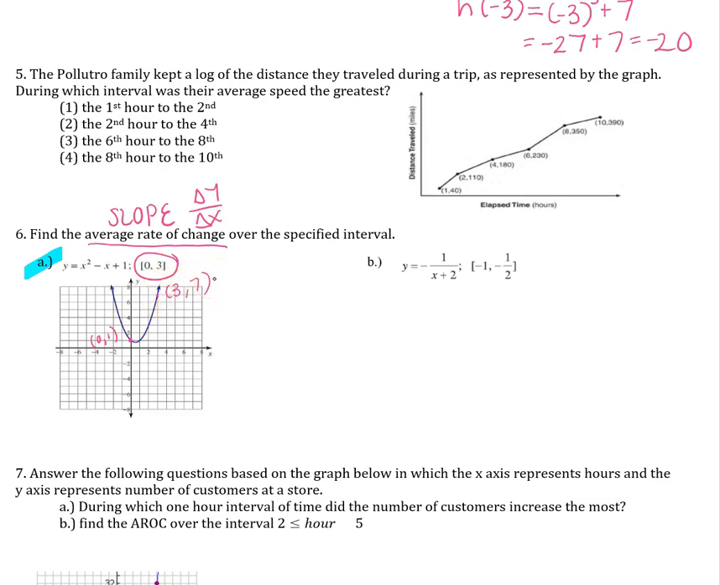And then I'm just going to calculate the slope between these 2 points. So 7 minus 1 over 3 minus 0. So 6 divided by 3. So the average rate of change is 2.